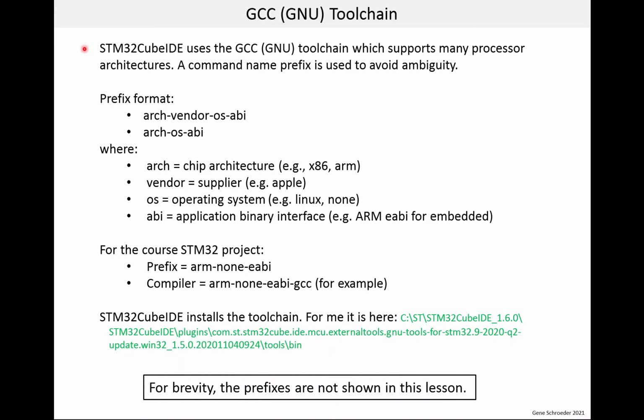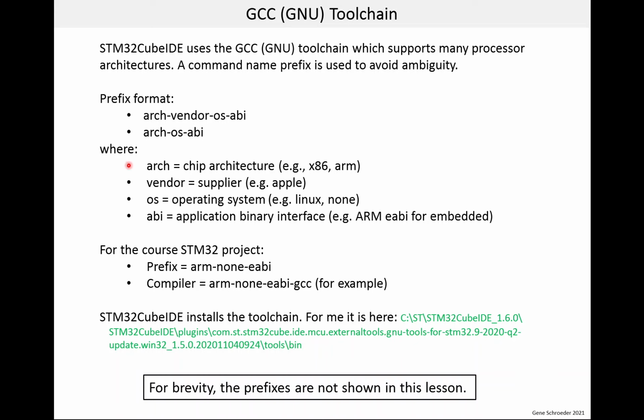Now, because there are different versions of the tools for different scenarios, a command name prefix is used to avoid ambiguity. The prefix is made up of several terms separated by dashes. And here is the general format. Because the vendor term is not always used, there is a second format that doesn't have the vendor. So what the terms mean is listed here.